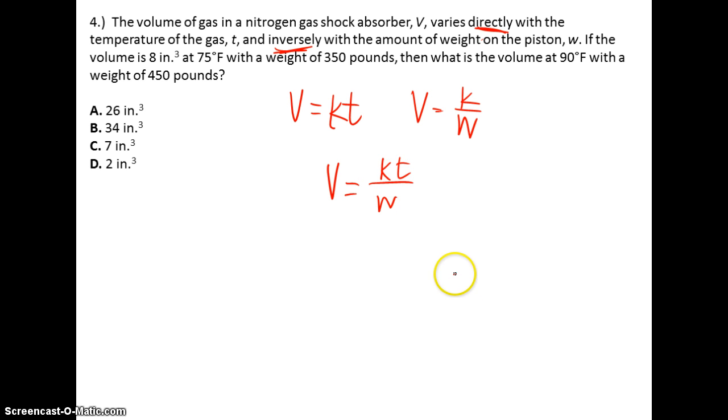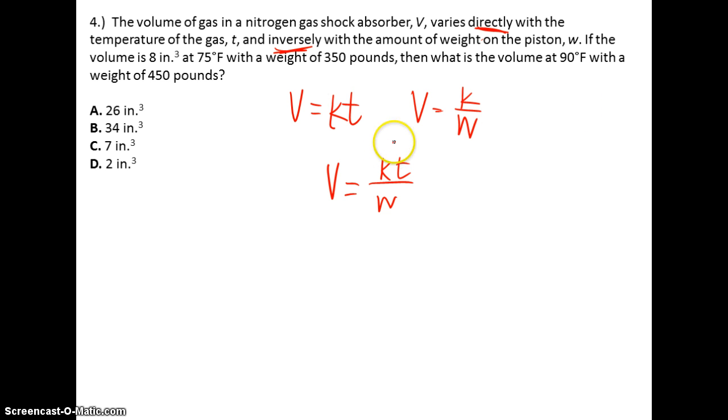Right? Number 4. And we're skipping 1 and 3, so we're going to number 4. We're going to do something similar. We have the volume of gas, V, varies directly with the temperature of the gas, T. So we can say V equals K times T, and inversely with the amount of weight on the piston, W. So we can say V equals K over W and write one big equation, V equals KT over W.